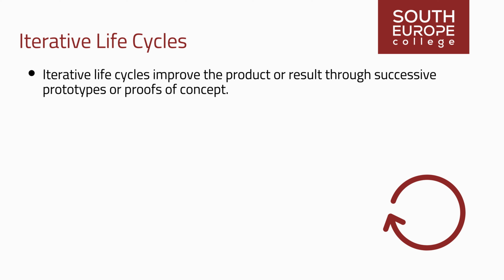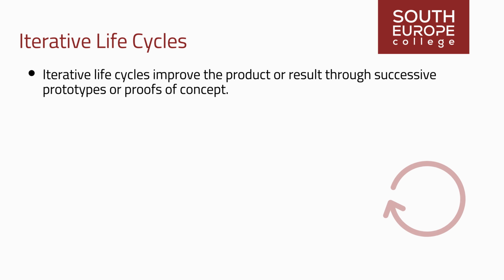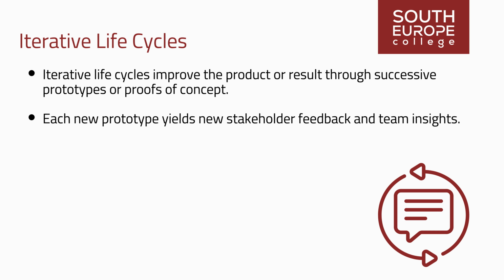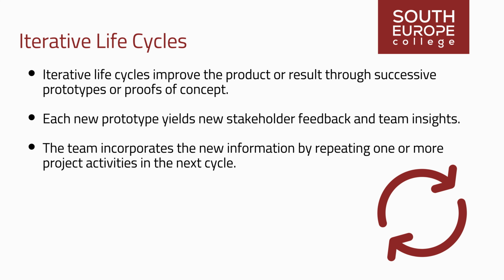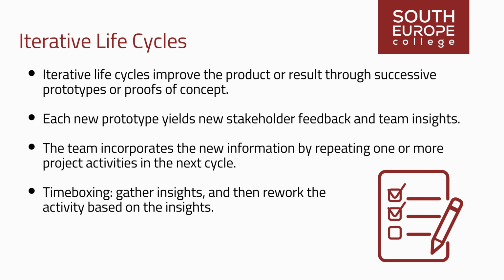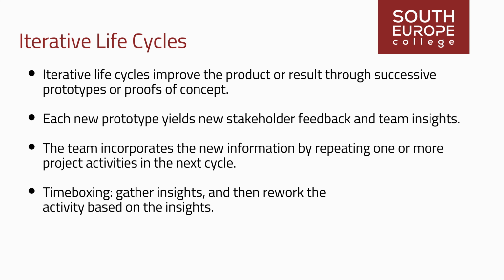Iterative life cycles improve the product or result through successive prototypes or proofs of concept. Each new prototype yields new stakeholder feedback and team insights. Then, the team incorporates the new information by repeating one or more project activities in the next cycle. Teams may use time boxing on a given iteration for a few weeks, gather insights, and then rework the activity based on those insights. In that way, iterations help identify and reduce uncertainty in the project.